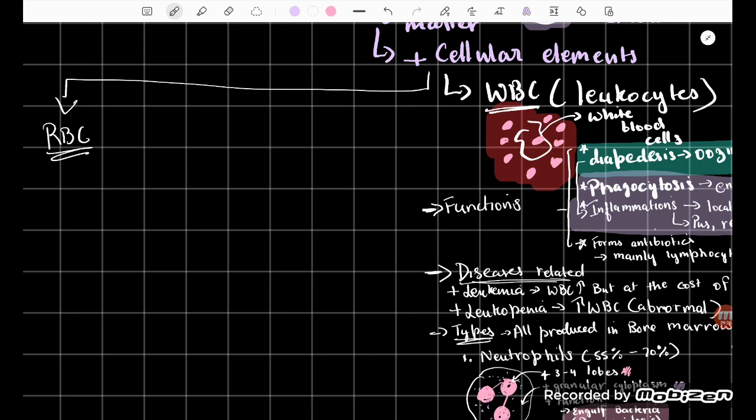Okay, RBCs, let's get to these. Where was I? Let me go to RBCs. Okay. So in this, let's talk about the structure. Biconcave shape.